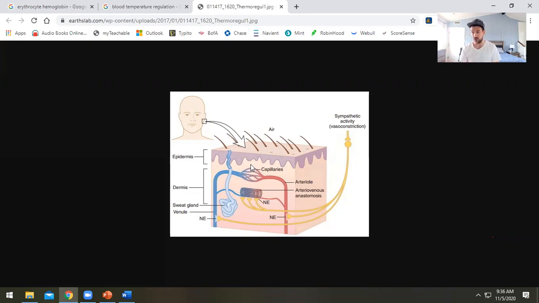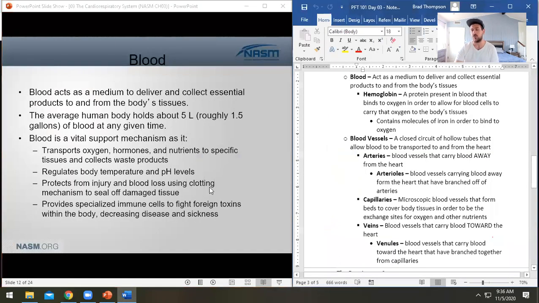The exact opposite is true if you're really cold. If you're really cold, your skin kind of shrivels up, you get the goosebumps, right? And what will happen is your blood vessels will actually constrict because they're trying to protect all the warmth inside of your body and keep it from leaking out of you. And so blood's job is to regulate your temperature, it's to regulate your pH levels, it's to clot, which protects you from losing too much blood.